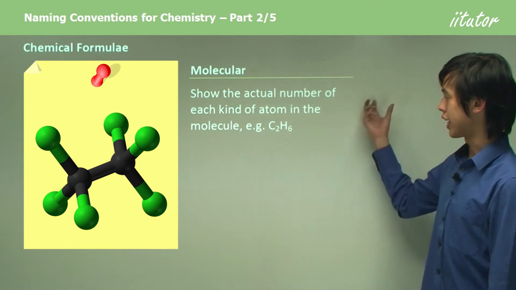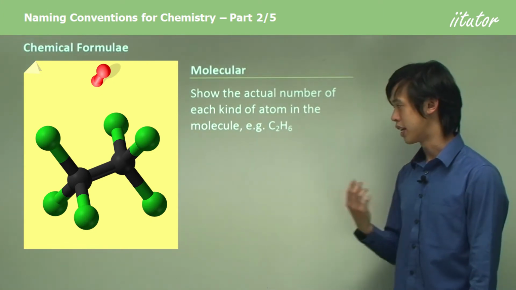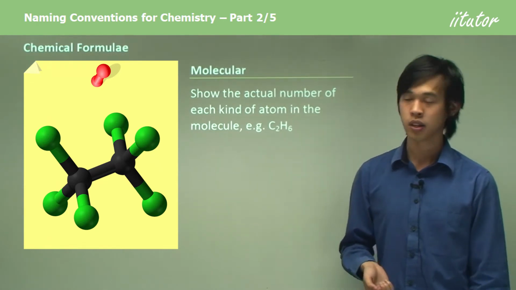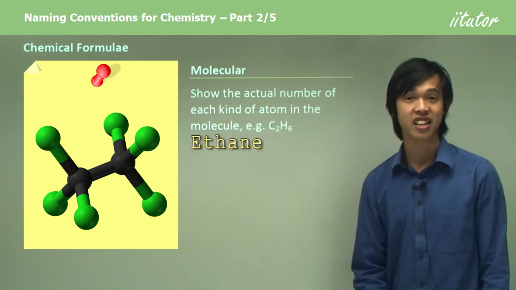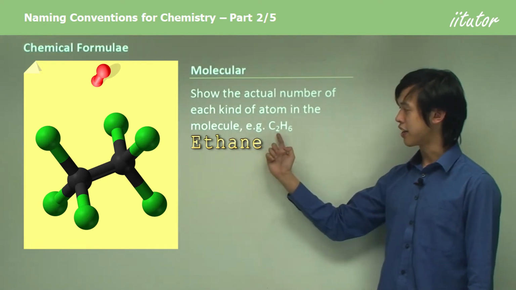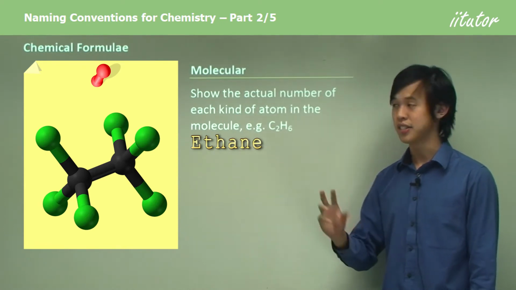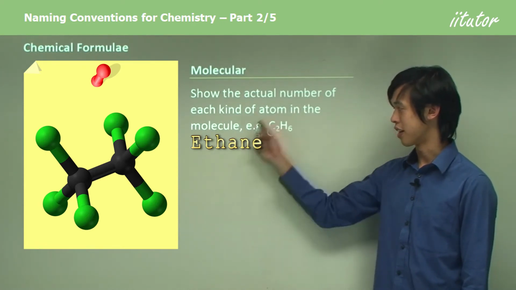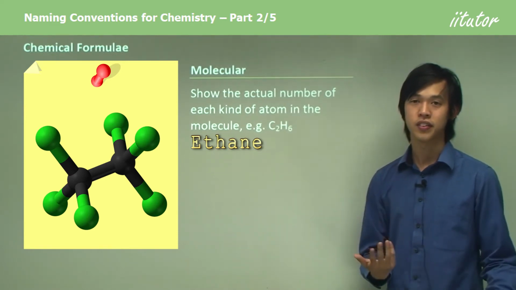So the first one is the molecular formula. Now this shows the actual number of each kind of atom in a particular molecule. So for instance, we're going to talk about this one, C2H6, which is called ethane. A molecular formula like this shows you that there are 2 carbon atoms and 6 hydrogen atoms. And so that is the molecular formula for this chemical. So very, very easy.